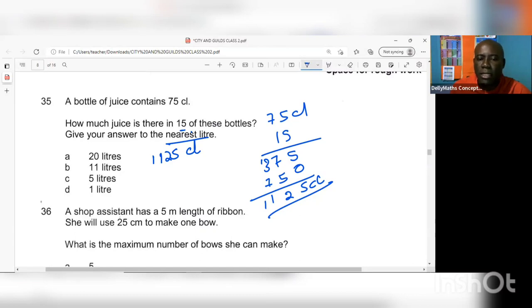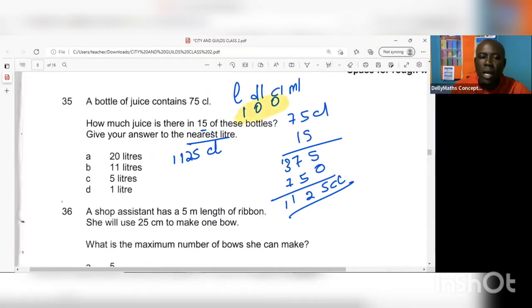Centiliter to liter. So let us look at it here. Sorry about that. This is milliliter, centiliter, then this is deciliter, and then this is liter. So definitely you're seeing here that it takes 100 centiliters to give us a liter. So what we want to do here is divide this by 100, and we're going to get 11.25 liters. But it says the nearest liter, so it will be 11.